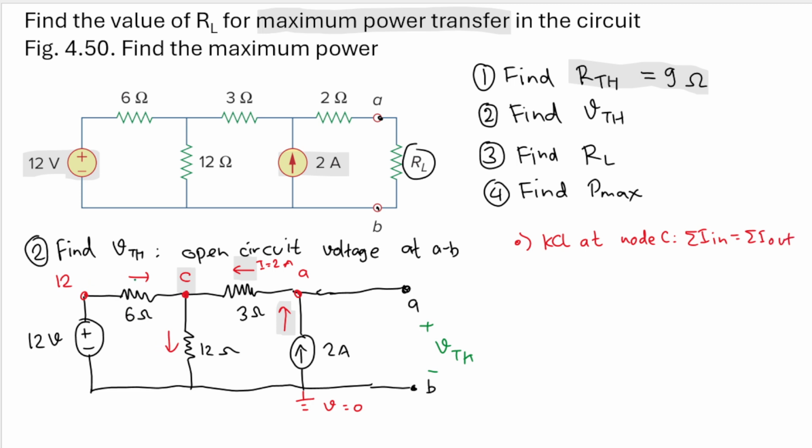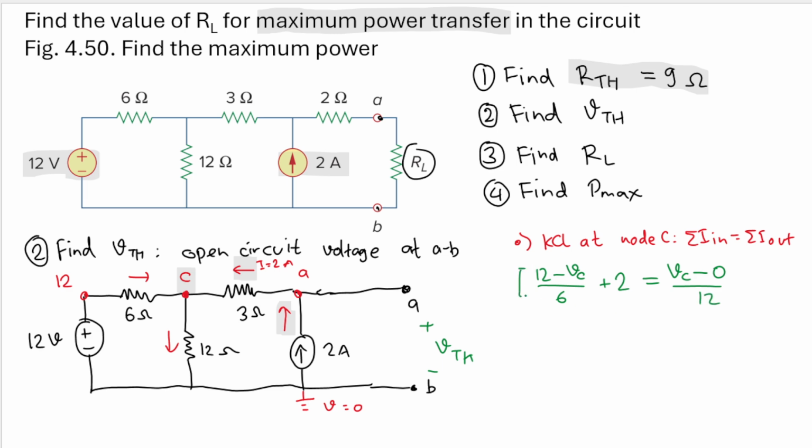Now we will have 12 minus VC here as one of the current that goes in. 12 minus VC divided by 6, right? Where the current comes from and where the current goes: 12 minus VC divided by the resistance between them, which is 6. And then this current also goes in, so we'll have plus 2. And then that will equal this current here, which is VC, and it goes to the ground, so we'll have VC minus 0 divided by the resistance between them, which is 12.